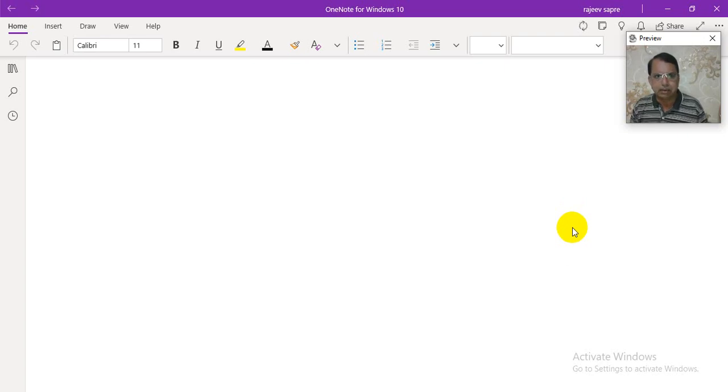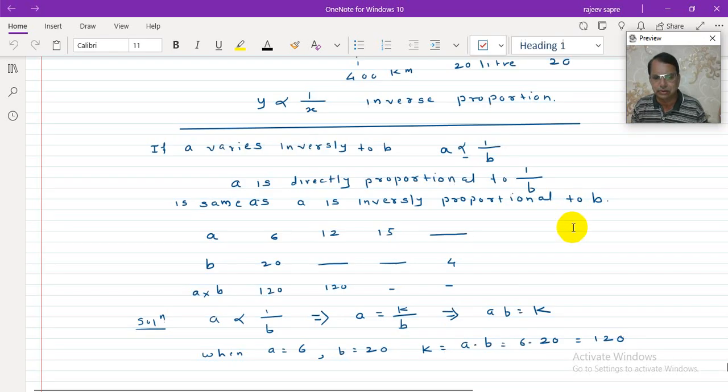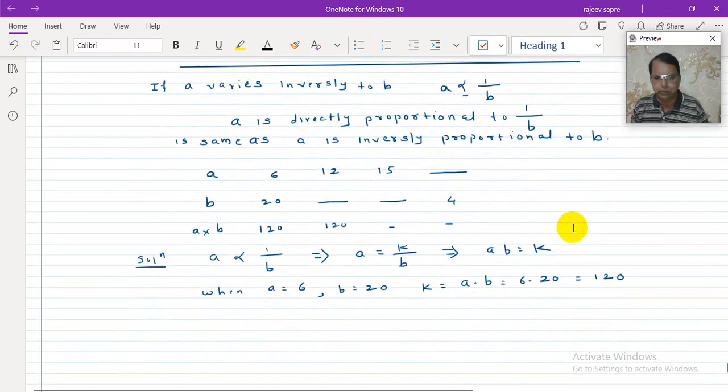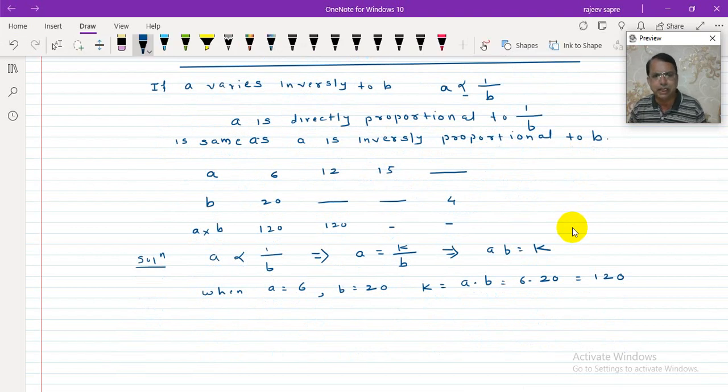So in general, in case there is some technical flaw, I will overcome that shortly, and then we will continue. So this is what is there. K is 120. So when A is 6, B is 20. Now the remaining things we can do.